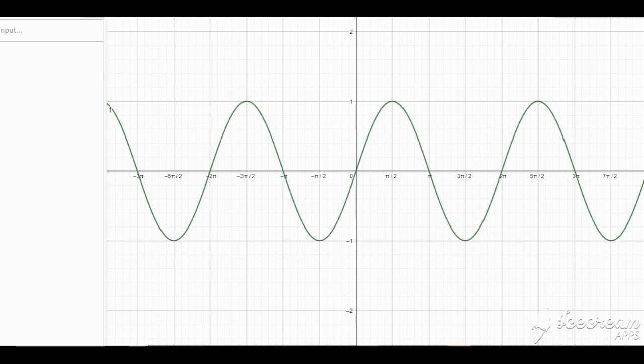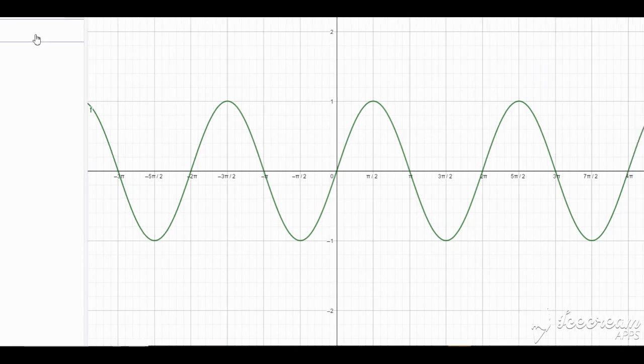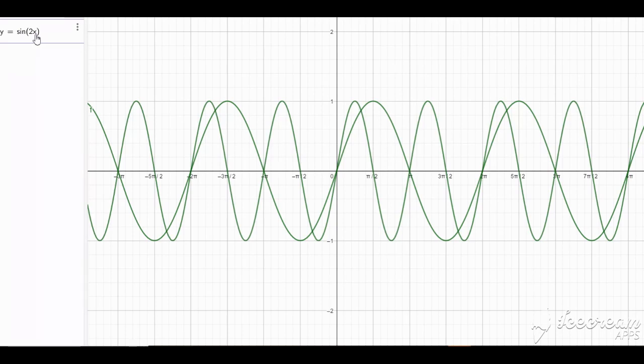We are back to the graph of y equals sine x. We examined 2 sine x, 3 sine x. Now what we want to examine is y equals sine of 2x. If we look at the maximum value here, it is still 1, same as the original graph of y equals sine x. The minimum value is negative 1, which is still the same.